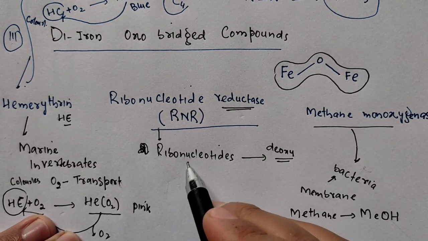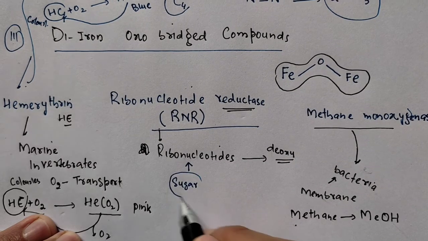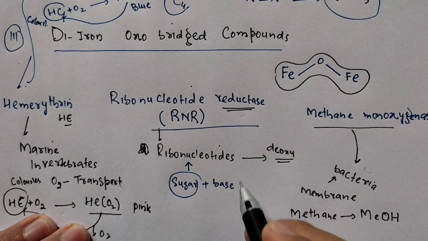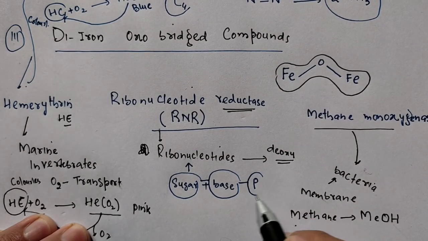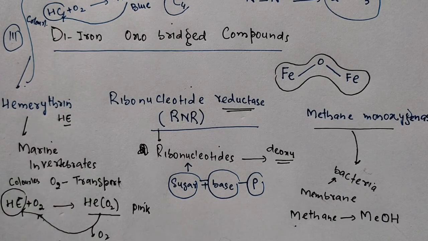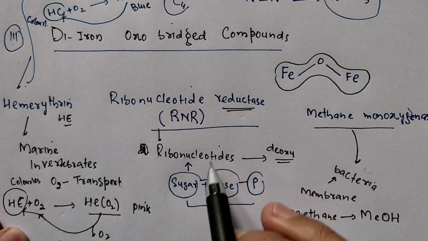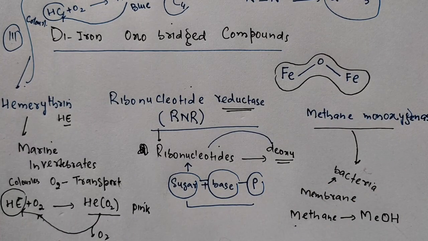Ribonucleotides are very easy. You know that it contains a sugar component plus your base, and then when it is linked to phosphorus, it's called a ribonucleotide. If no phosphorus, it's called a ribonucleoside. So when you have a ribonucleotide in the living system, this enzyme converts it into the deoxy form. That is, it removes the oxygen. So it's basically doing the reduction. Okay? And then another protein is methane monooxygenase, present in bacteria.